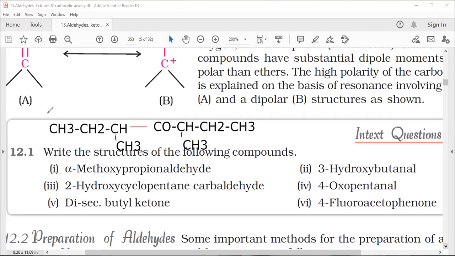So here this portion is secondary butyl. This portion is also secondary butyl. So secondary butyl how many times? 2 times. And in the middle there is ketone. So this is finished, disec-butyl ketone. Next, sixth one, 4-fluoroacetophenone. So what is the formula of acetophenone first of all?